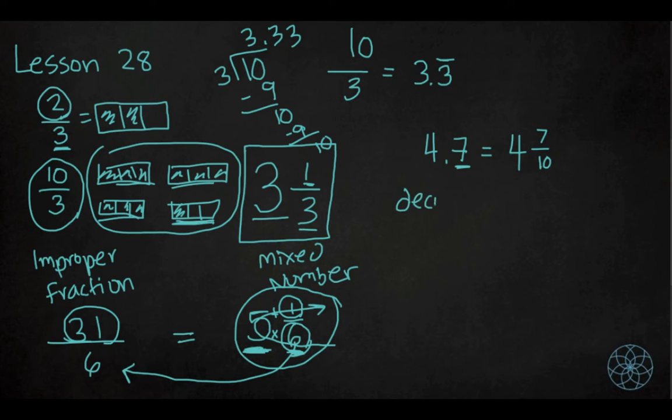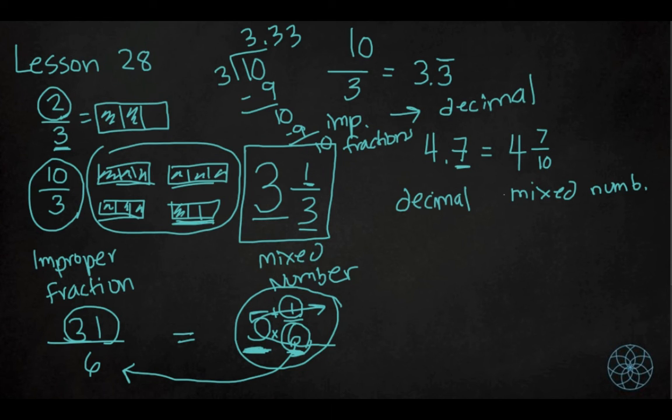So what did we learn today? We learned how to convert decimals to a mixed number. We learned how to convert improper fractions to a decimal. And then we also learned how to convert improper fractions to mixed numbers and mixed numbers to improper fractions. So hopefully with time it becomes really easy to convert from these different ways of representing the same number. But if you ever get confused, let me know, or you can refer back to this lesson.